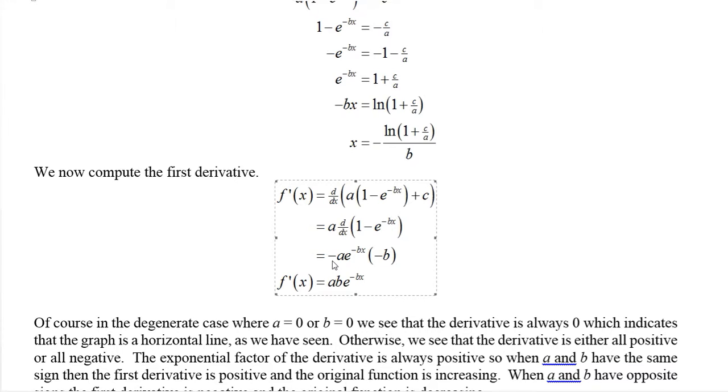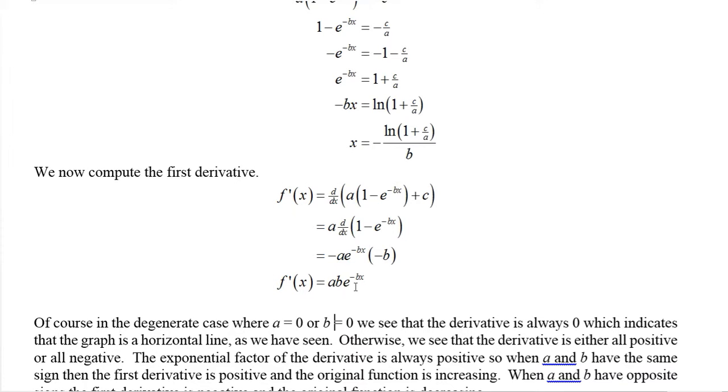Now that actually is a fairly simple looking little formula. Now, of course, remember we had our degenerate cases when either a or b equals 0, and that makes the derivative 0 regardless of what x is. And then, of course, that tells you that you have a horizontal line, and that's what we already saw before. The derivative is always 0. It's a horizontal line.